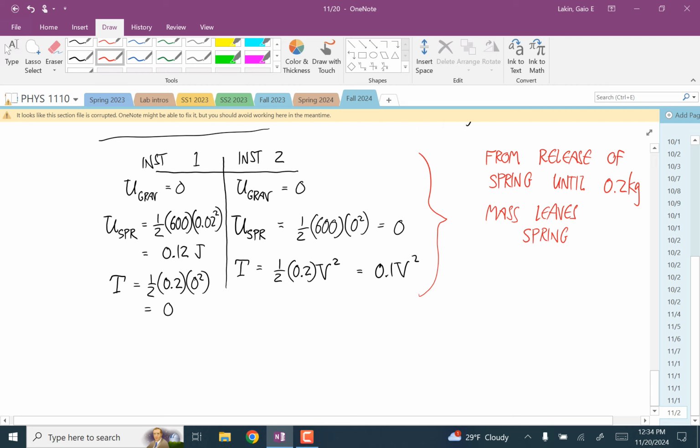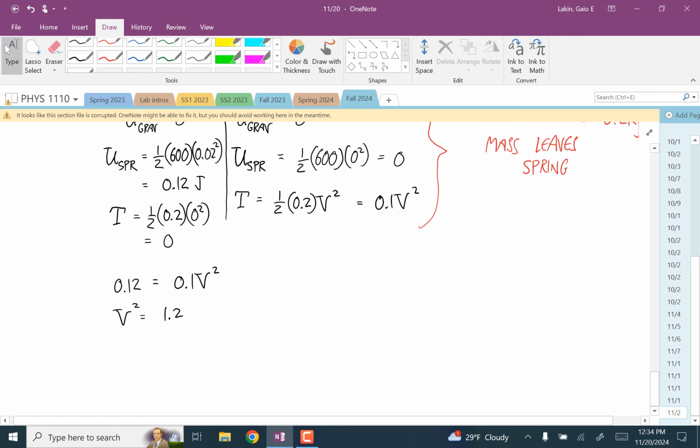Okay, so now I'm going to put this into conservation of mechanical energy. It says 0.12 is equal to 0.1 v squared. So v squared is equal to 1.2. And so v is equal to, since this is a speed, it's positive 1.10 meters per second.